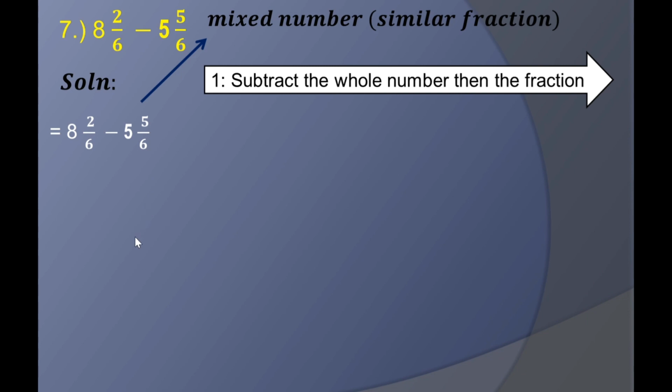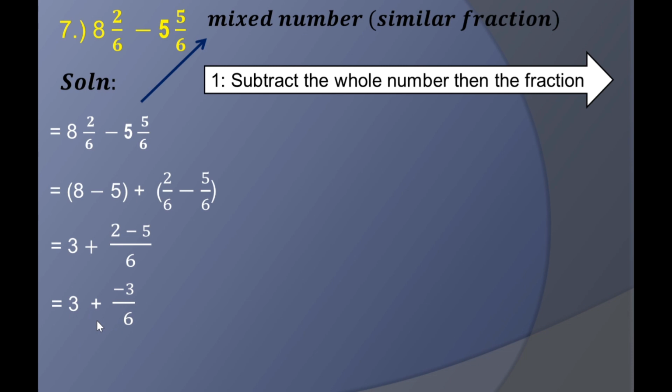So 8 minus 5 plus 2 over 6 minus 5 over 6. The plus symbol here means we're going to combine the whole number and the fraction later. Since 8 minus 5 is 3, then we retain the 6, copy 2, then minus 5. Then do the process: 3 plus, that is 2 minus 5. 2 is less than 5, that is negative 3.